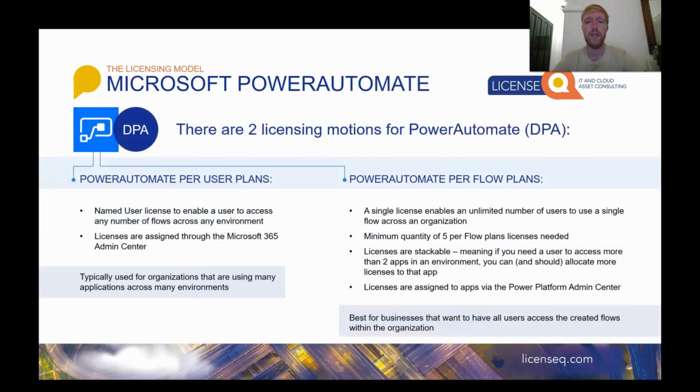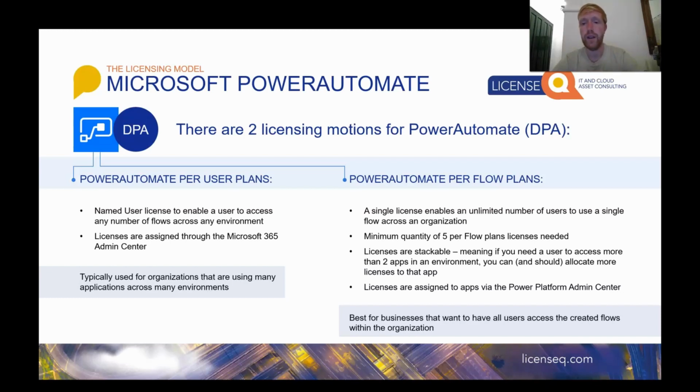PowerAutomate has two main licensing motions as well. The per user plan, again, named users that you assign to a user to access any number of flows across any environment, so that user can set up as many flows as it wants. And also here, these licenses are assigned through the Microsoft 365 Admin Center. And then you have the PowerAutomate per flow plan. So that again is a way to just license the flows that you're creating.